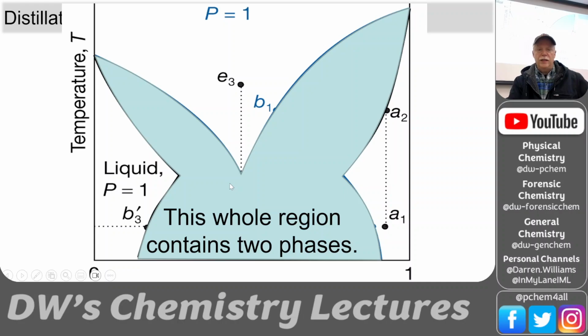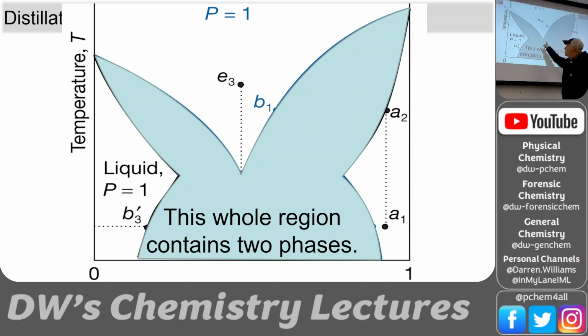So this whole region contains 2 phases. Below that dip, so like below this point, it's just liquid phase A and B in equilibrium with each other. Above this little point, you have boiling. So you've got vapor liquid equilibrium above that region.